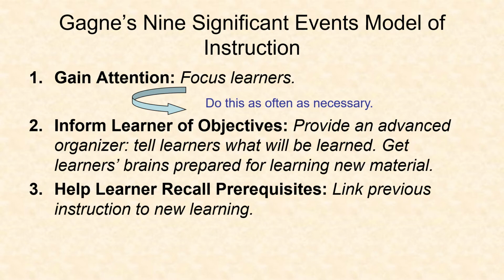Inform the learner of the objectives. So a good training module will state the objectives in terms of what the student will be able to do at the conclusion of that training module, and it'll state it very clearly. Then, to support constructivism, help the learner recall what they already know. Help them recall prerequisite information.